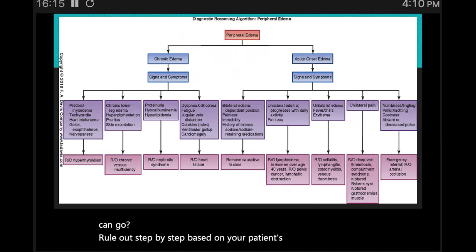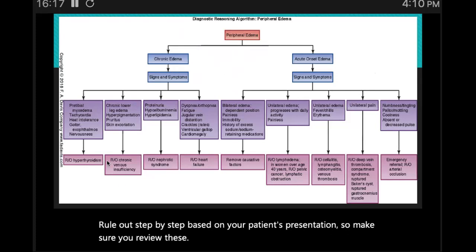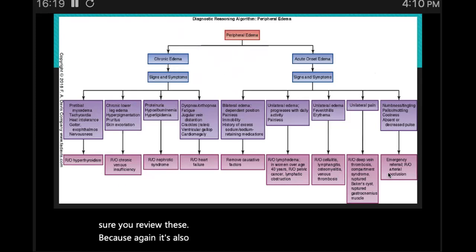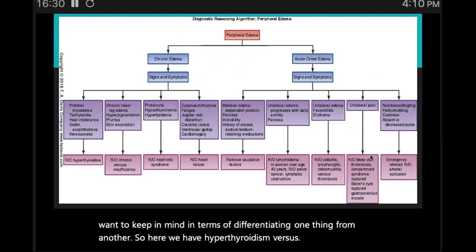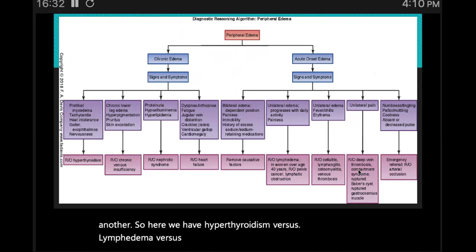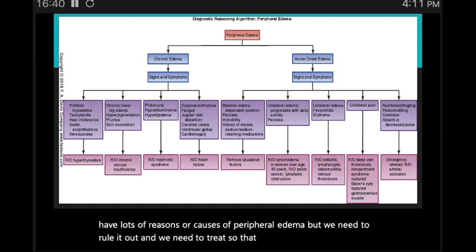So make sure you review these, because again, it's also reviewing your differentials that you want to keep in mind in terms of differentiating one thing from another. So here we have hyperthyroidism versus lymphedema versus cellulitis versus deep vein thrombosis. So we have lots of reasons or causes of peripheral edema, but we need to rule it out and we need to treat so that things don't get worse.